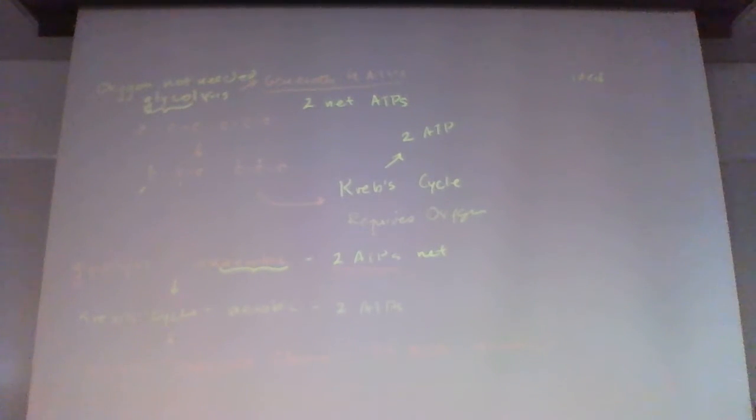And when you start running out of oxygen, this can't proceed forward. So some of these byproducts of glycolysis, instead of going into the Krebs cycle and the electron transport chain where they need oxygen, go through a side process called fermentation.